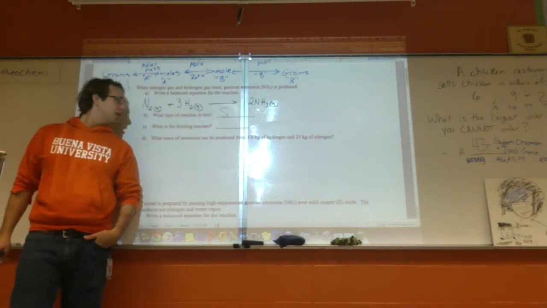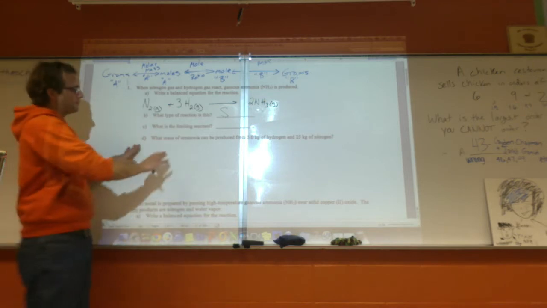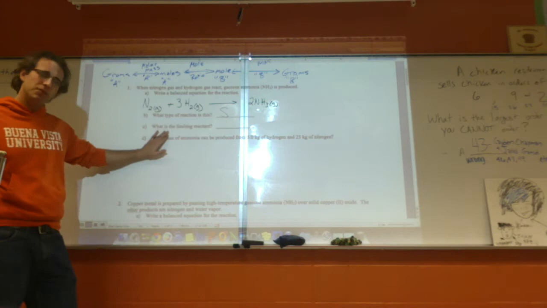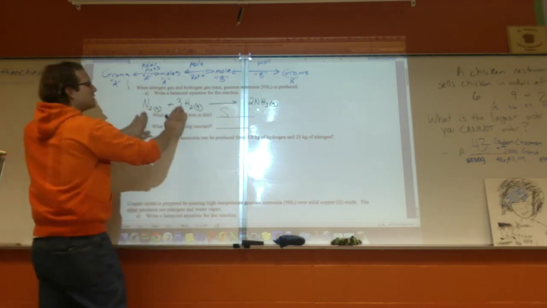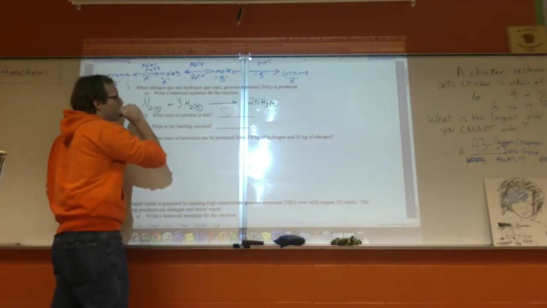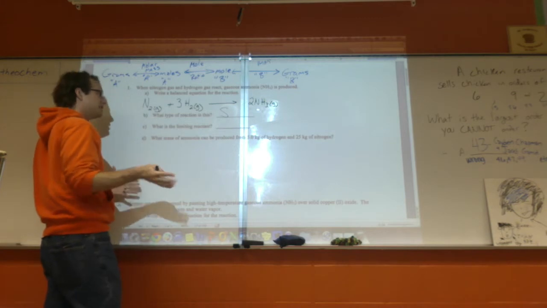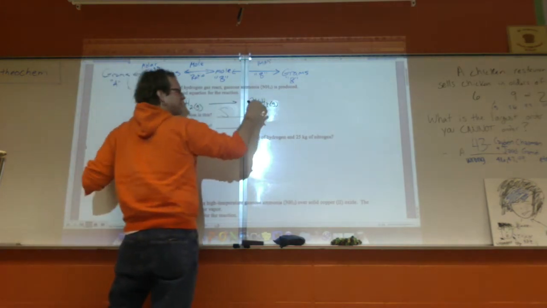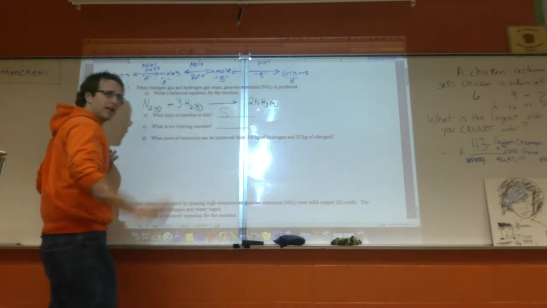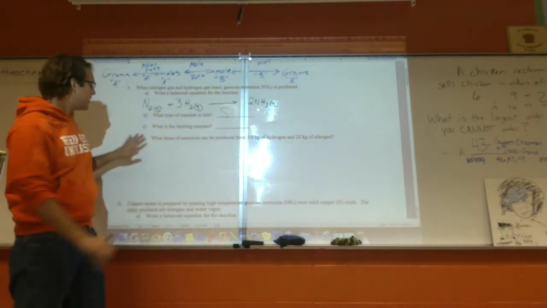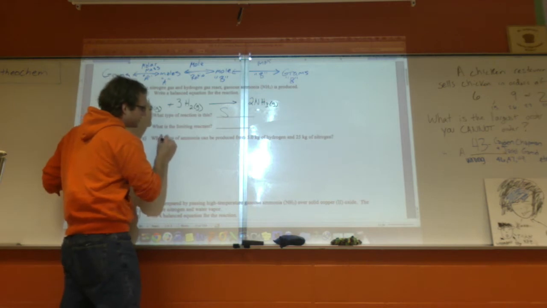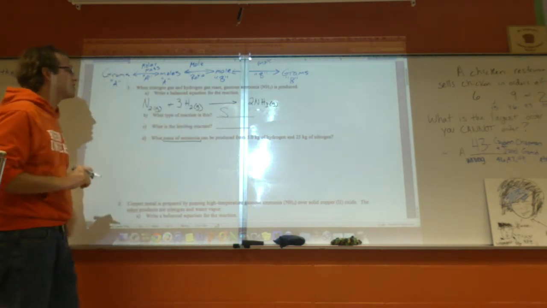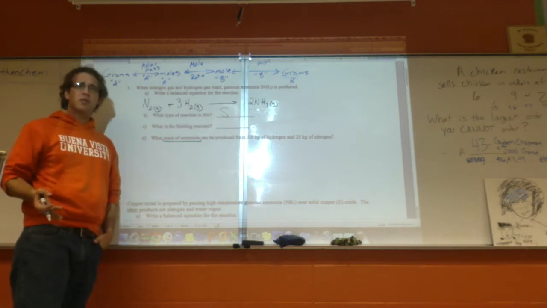The question now becomes, based upon the amounts being used in part D, what is the limiting reactant? We know both of these react, but one of them is going to run out first. The one that runs out first is going to limit the reaction. It's going to stop. So if we can figure out which one of these two makes the least amount of ammonia, we will find our limiting reactant. Part D is actually asking specifically what mass of ammonia can be produced. Well, let's do two birds with one stone.